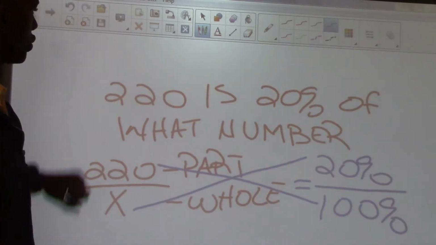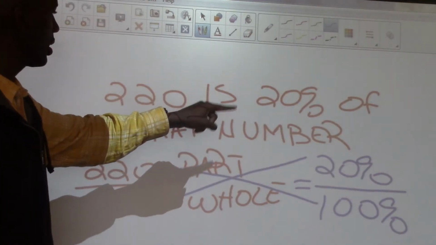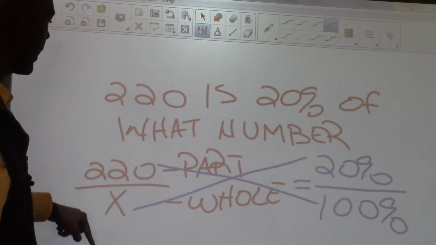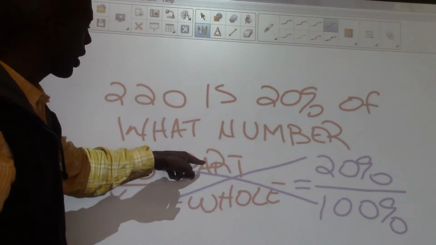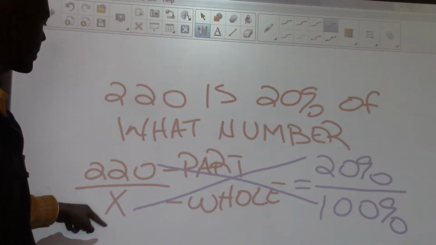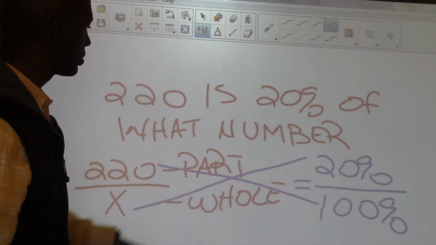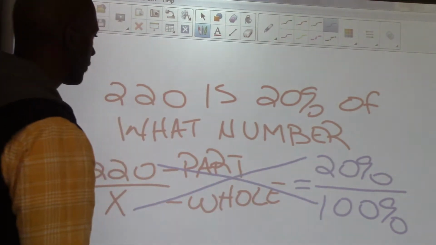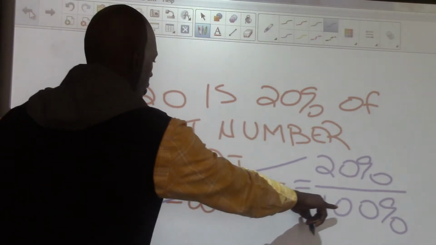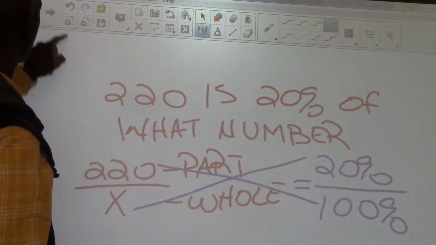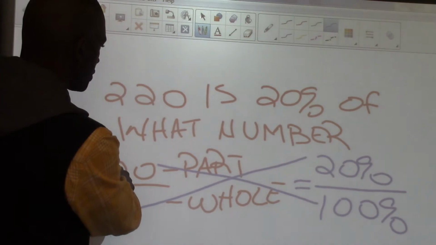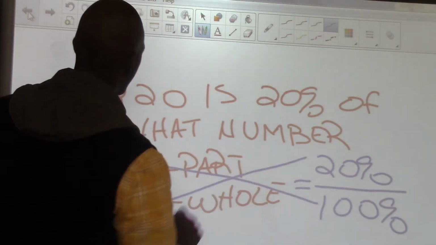Again, 220 is 20% of what number? We said 220 over X because 220 is the part of X. X is the whole. We know that 220 equals 20% of the whole. X equals 100% of the whole. So we cross multiply 220 times 100.